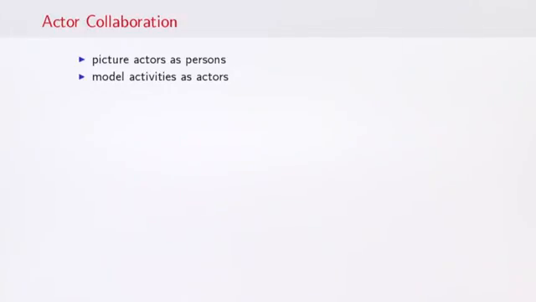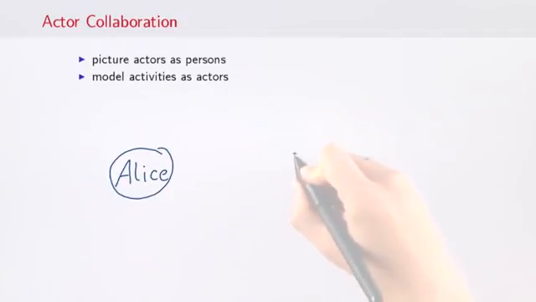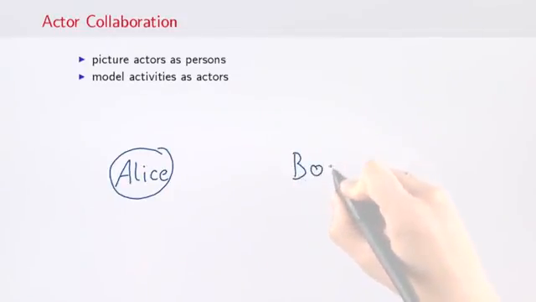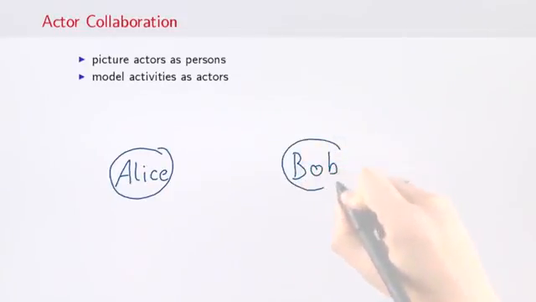In order to transfer money between these accounts, we need several actors to collaborate. And actors collaborate basically in the same way that humans do. Let me first make a small detour here. Let us say we have an account which we call Alice here. And we have another account which we call Bob. Now we want to transfer money.